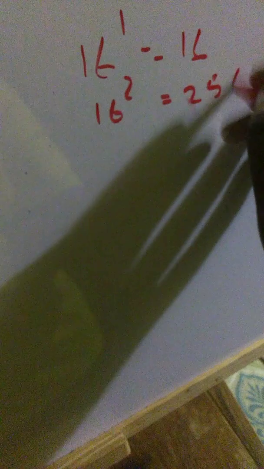16 to the first power, that's 16. 16 to the second power, that's 256. Alright, so we're not going to get 16 to a power to get 64. So all we have to do now is find another number that, when we raise it to a power, we get both 16 and 64.